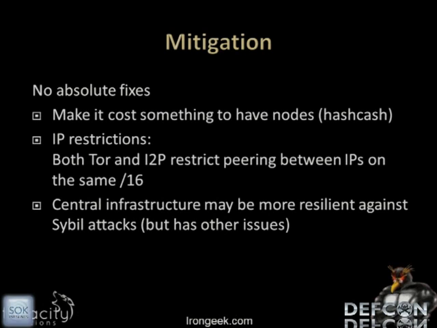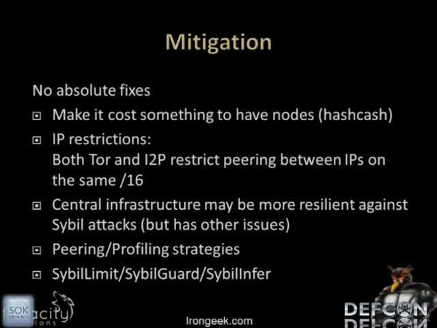Also, central infrastructure may be somewhat more resilient to Sybil attacks, though, as I discussed earlier, it has its own issues. And hopefully better peering and profiling strategies might help to spot bad actors in a network. There have also been some ideas put forth like Sybil Limit, Sybil Guard, and Sybil Identifier, which try to rely on real-life social networks to decide, as I understand it, whether or not you should peer with somebody.